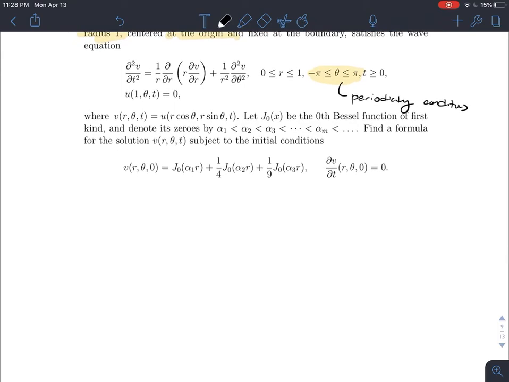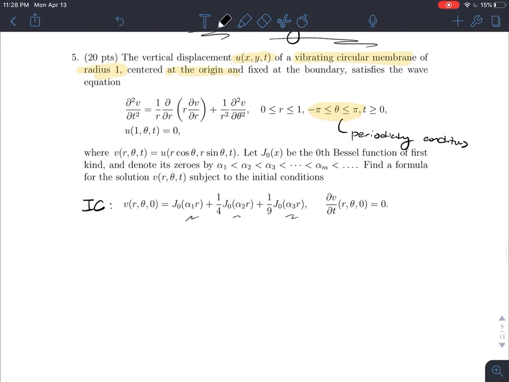Also note that we're given this initial condition right here, where we have J naught plus J naught, and so on. And then we have this derivative term. So let's just get started with this problem.